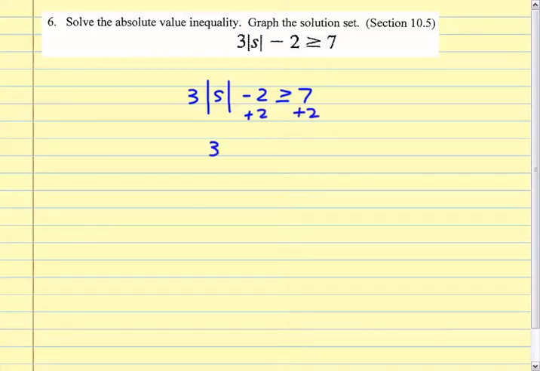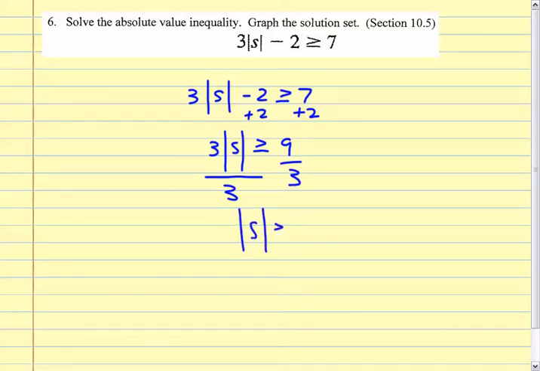And so now we're going to get 3 times the absolute value of S is greater than or equal to 9. And then what do you want to do now? Divide each side by 3. Perfect. Divide this side by 3 and this side by 3. So I'm going to get the absolute value of S is greater than or equal to 3.